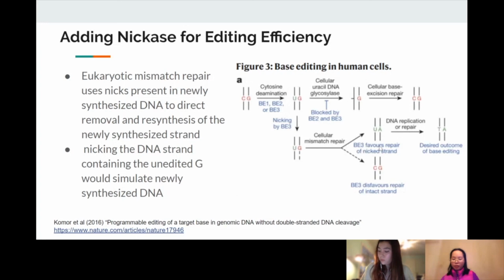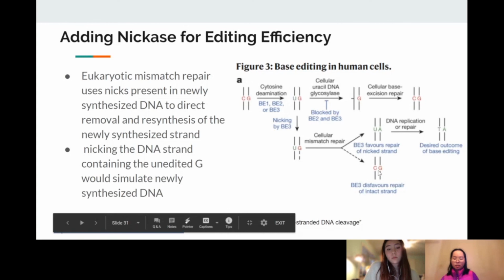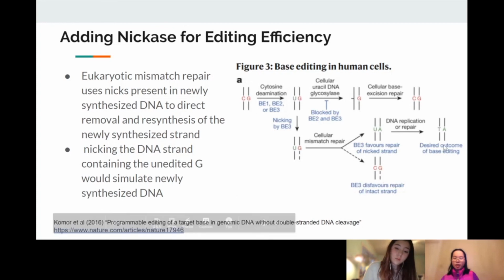So then BE3 favors repair of the nicked strand. So it changes that G into an A. And then the desired outcome comes out with a TA. The other possibility, CG, is not favored because the G is the one that has more nicks. And there you have it. You have a conversion of a CG to a TA.